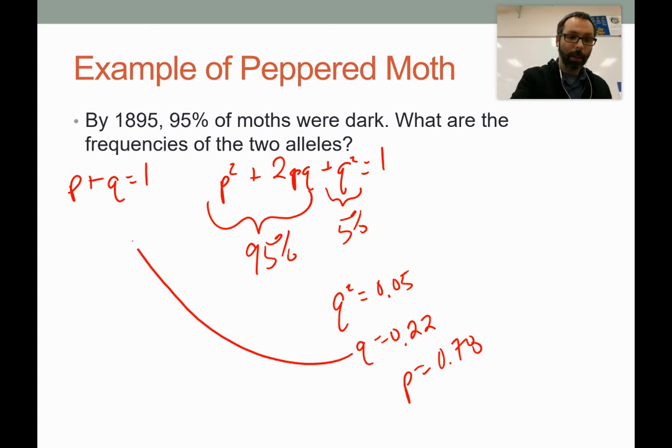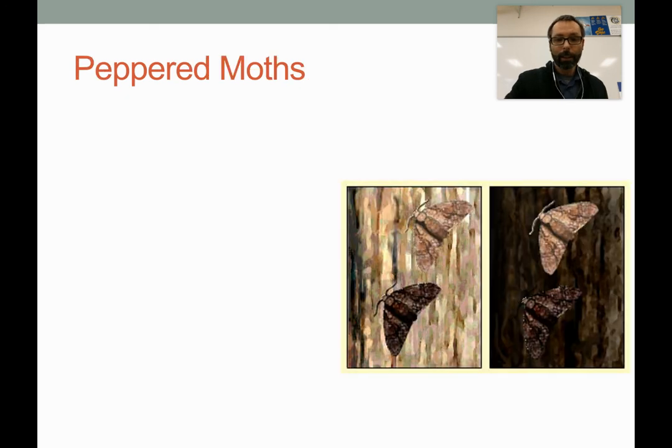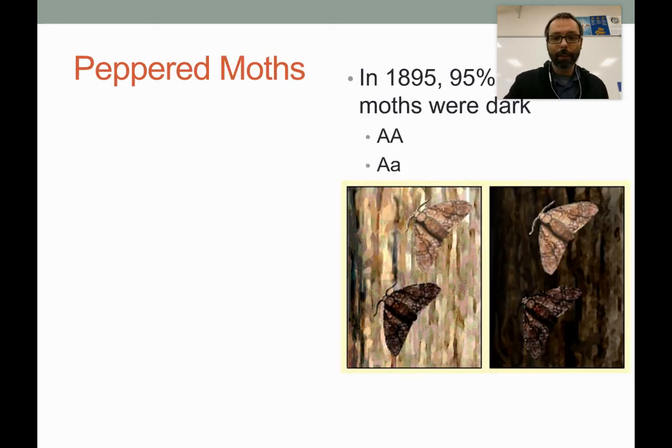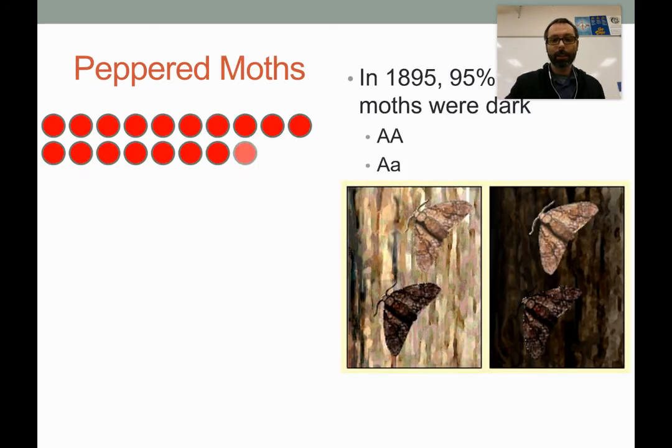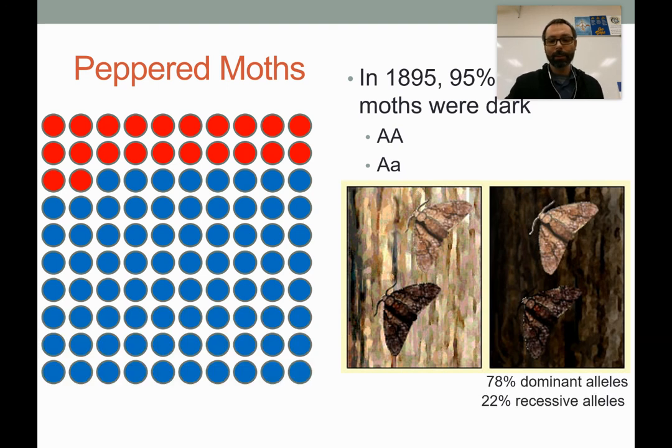And I got that again by putting the q into that formula so I can solve for p. And now I know p and q, and that's what the question wanted me to know about the two alleles. And so there's my answer for that one. So now in 1895, 95% were dark, but the alleles are now 78 and 22%, which I'm pretty sure means that I did my math right back in the day, right?